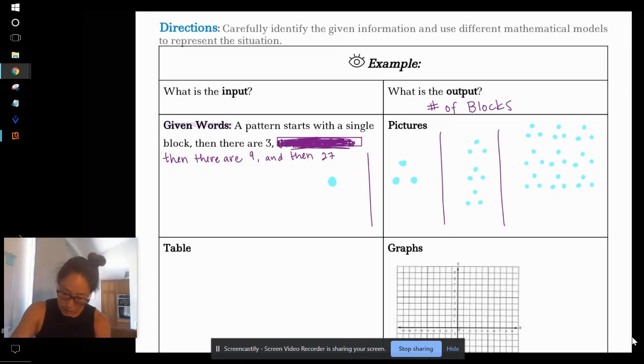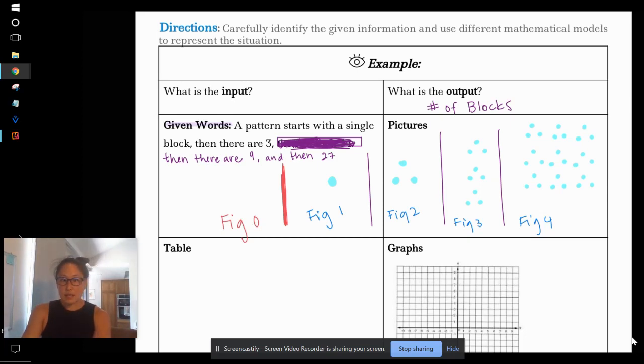And I'm going to go ahead and label these figure 1, figure 2, figure 3, and figure 4. And I'm going to leave space for a figure 0. Okay, so I know that the input, the way that I can tell how many blocks there are, is based off of what figure number we're talking about. So that is going to be our input.